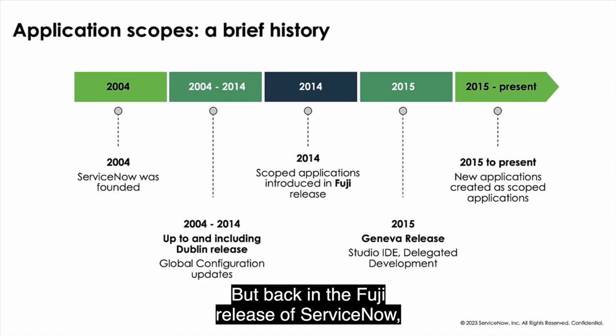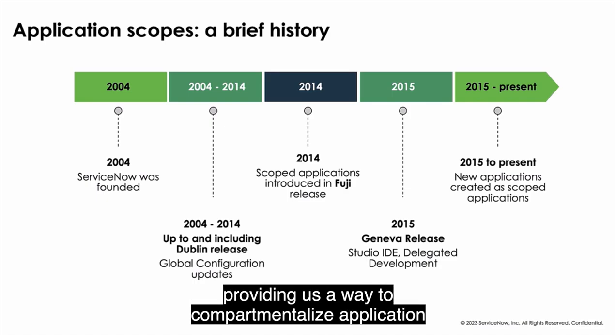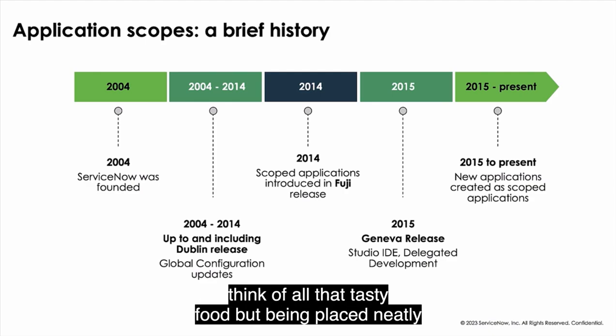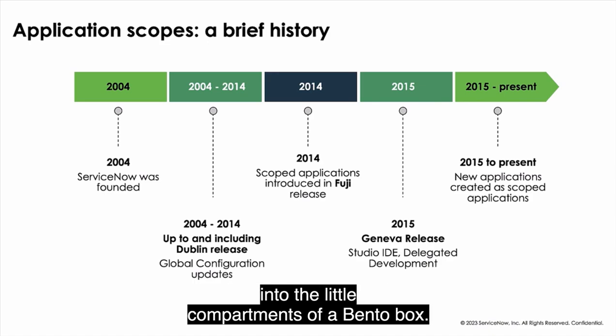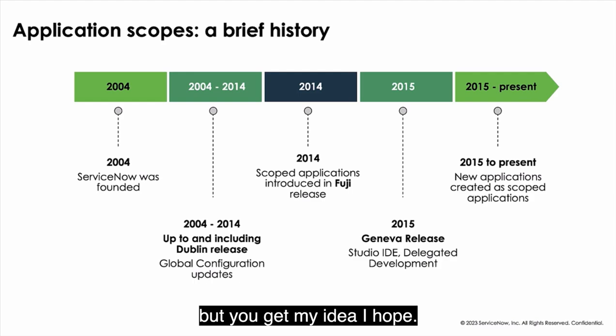But back in the Fuji release of ServiceNow, the idea of application scope was introduced, essentially providing us a way to compartmentalize application components. Or if we go back to our food image, think of all that tasty food, but being placed neatly into little compartments of a bento box. You know what a bento box is, right? The Japanese segmented lunch boxes. Although they're not just for lunch, I mean just a segmented food presentation, but you get my idea, I hope.